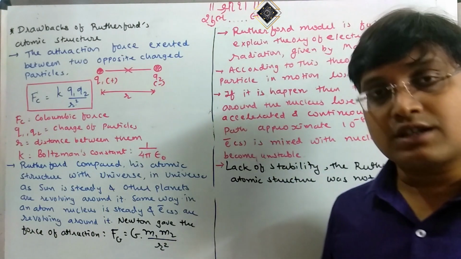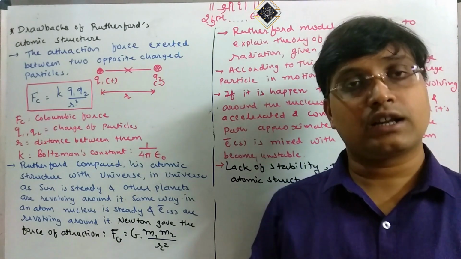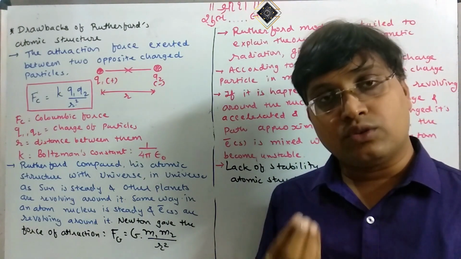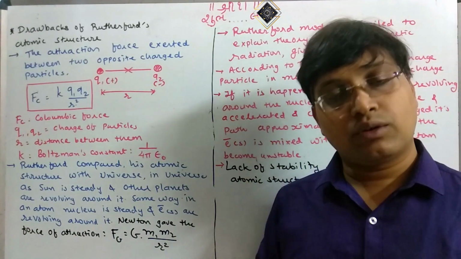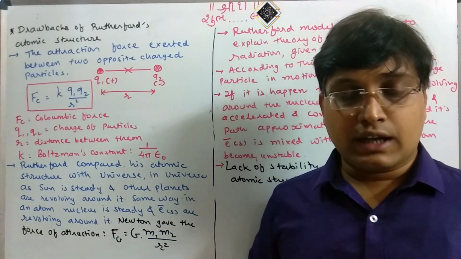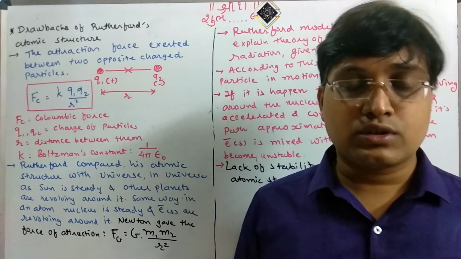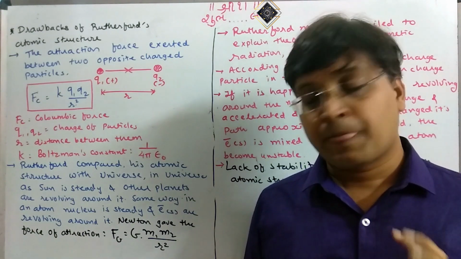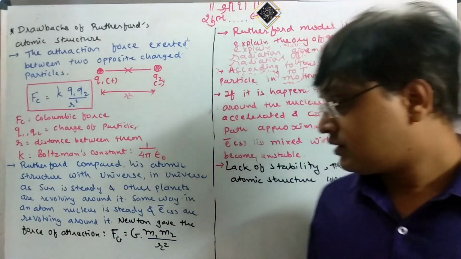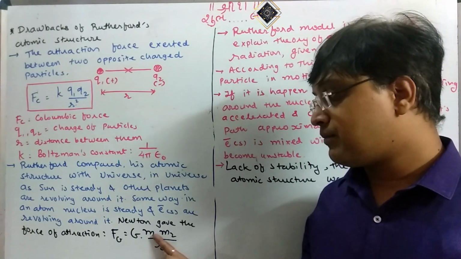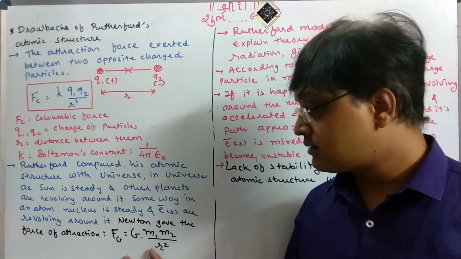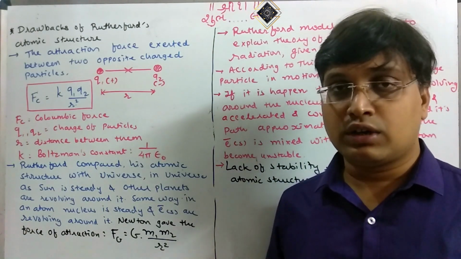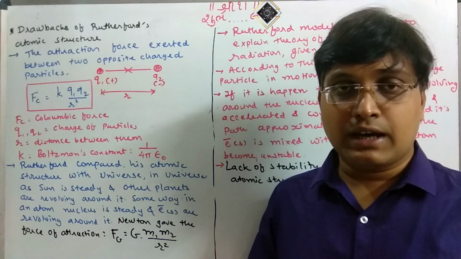Rutherford compared his system with the universe. In the universe, the sun is steady and other planets are revolving around the sun. In the same way, in his structure, the nucleus is steady and electrons revolve around the nucleus. The gravitational attraction force exerted between the planets and the sun was given by Newton: Fg is equal to G m1 m2 upon r square, which shows the similarity with the Coulombic force. So we can apply the Coulombic force equation to the atomic structure given by Rutherford.